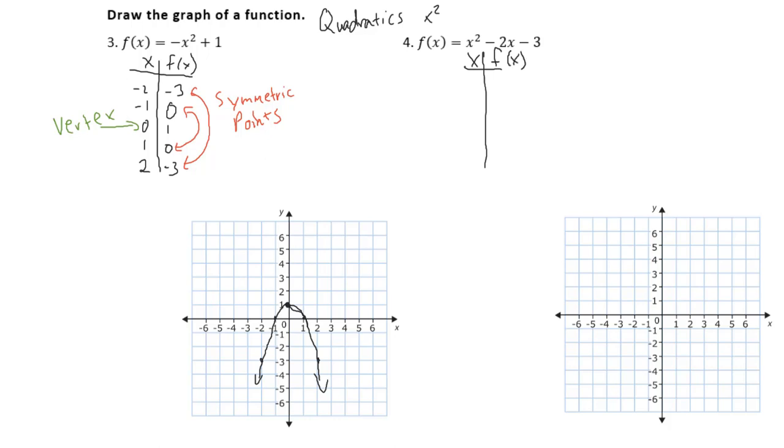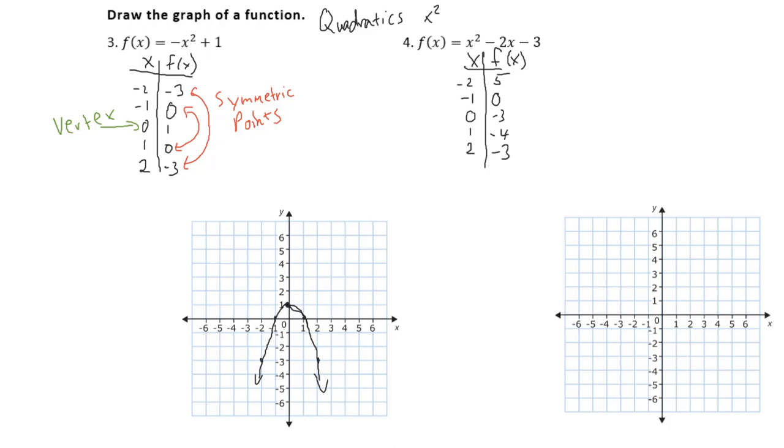All right, so let's use the points -2, -1, 0, 1, 2. All right, so we plug in -2, that gives us 4, plus 4 minus 3 gives us 5. 1 plus 2, which is 3. 3 minus 3 gives us 0. 0, 0, -3. Plug in 1. 1 squared minus 2, so -1 minus 3 gives us -4. Plug in 2, you get 4 minus 4, -3.